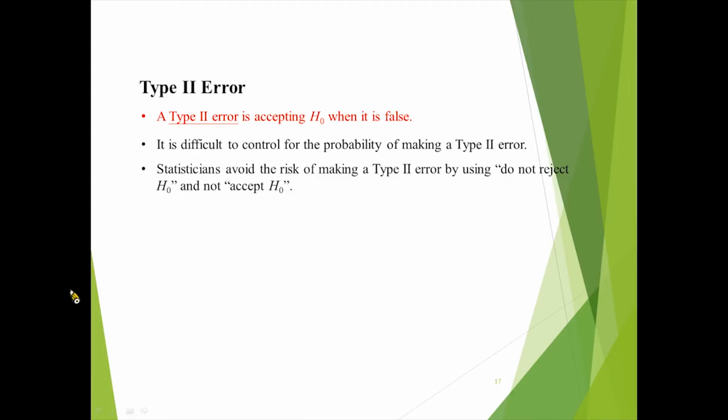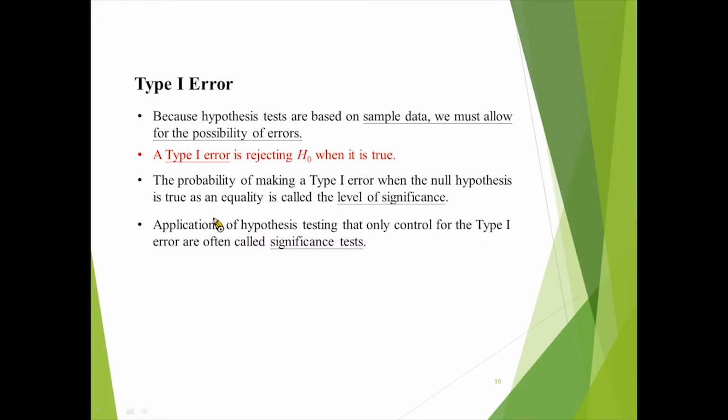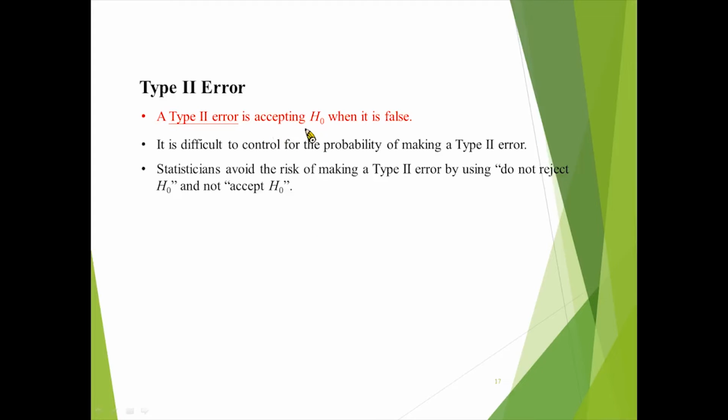So another, type 2 error. A type 2 error is accepting H0 when it's false. So you can see the type 1 error is rejecting H0 when it's true, and the type 2 is accepting H0 when it's false. It's a little bit different. It's difficult to control the probability of making a type 2 error. Statisticians avoid the risk of making a type 2 error by using "do not reject H0" rather than "accept H0." Okay.